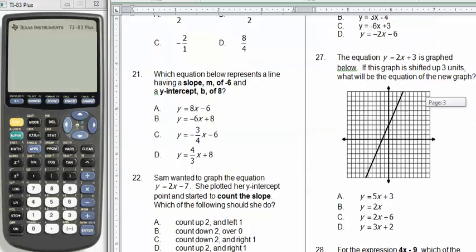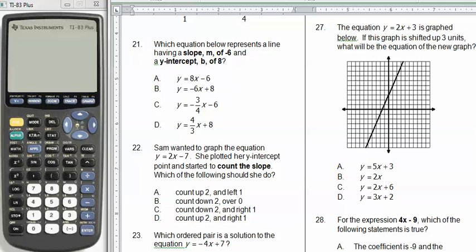Number 21. Which equation below represents a line having a slope m of -6 and a y-intercept b of 8? If we remember, slope-intercept form of a line is y equals mx plus b. M is slope, and y-intercept is b. So you just plug those values in right there. So -6 would go there. So there's actually only one choice, and b would be 8. It would go right there.